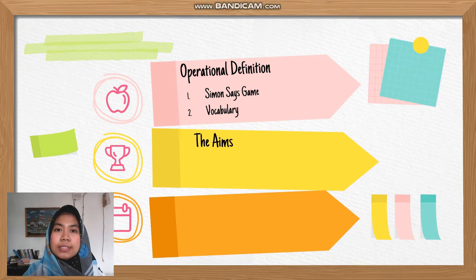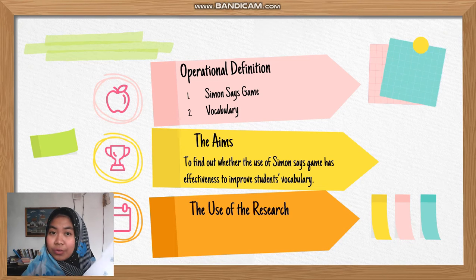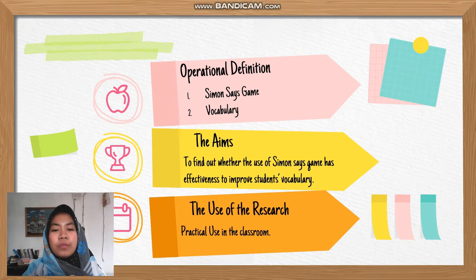And the next one is the aim of this research itself. The aim is to find out whether the use of Simon Says Game is effective to improve students' vocabulary. And the next is the use of the research itself. The use is practical, in the classroom, because this research can help teachers to create fun teaching and learning activities for students.